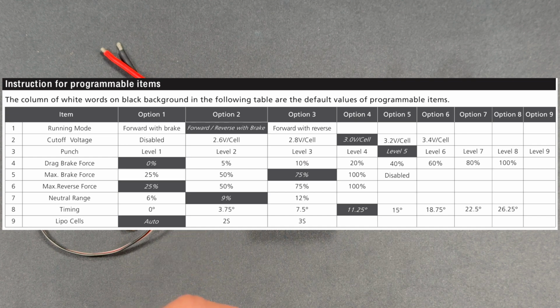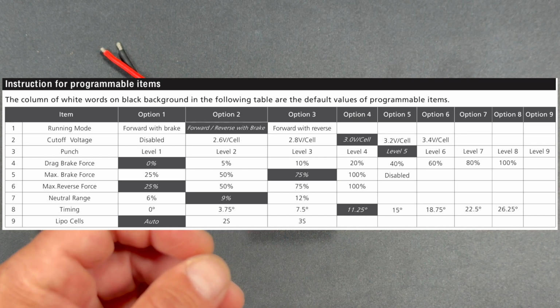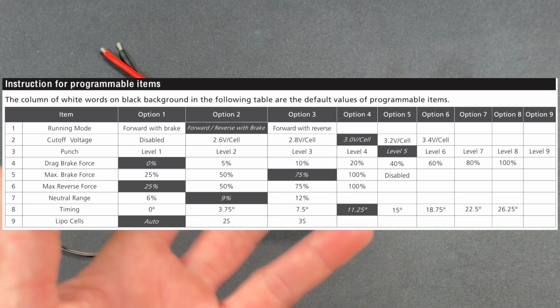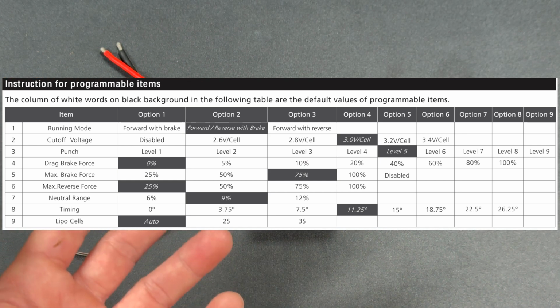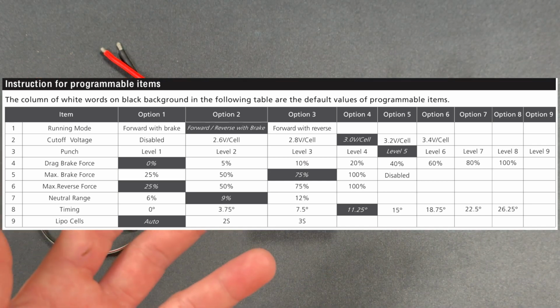Your max brake force is the overall strength of the push brakes when you go to apply the brakes to the speed control. So sometimes, especially with 4-pole motors, the brakes are a little too sensitive, and lowering that overall brake force makes it a lot easier on the driver.